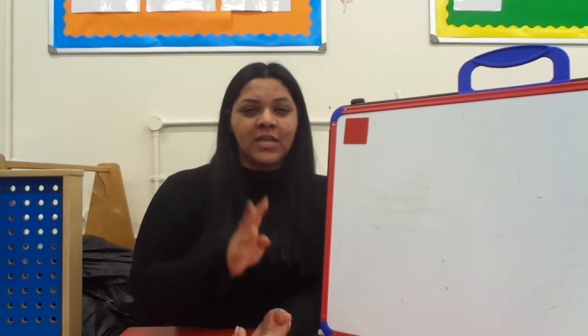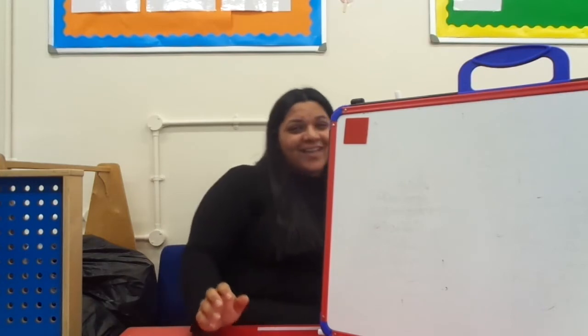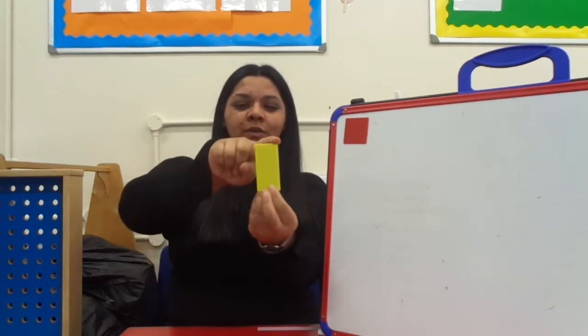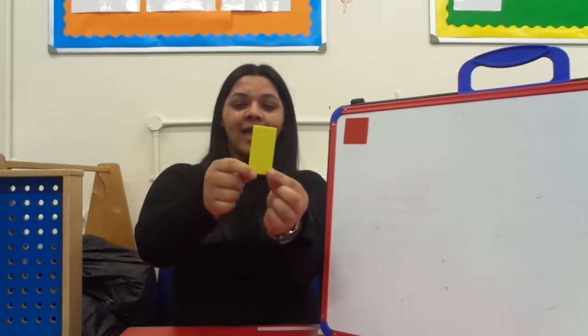Can you think of a different shape that has got 4 sides and 4 corners, but the sides are not equal? It is a rectangle. Should we count the corners? Ready? Get your Peter pointer again. 1, 2, 3, 4 corners. Let's count all of the sides. 1, 2, 3 and 4 sides.